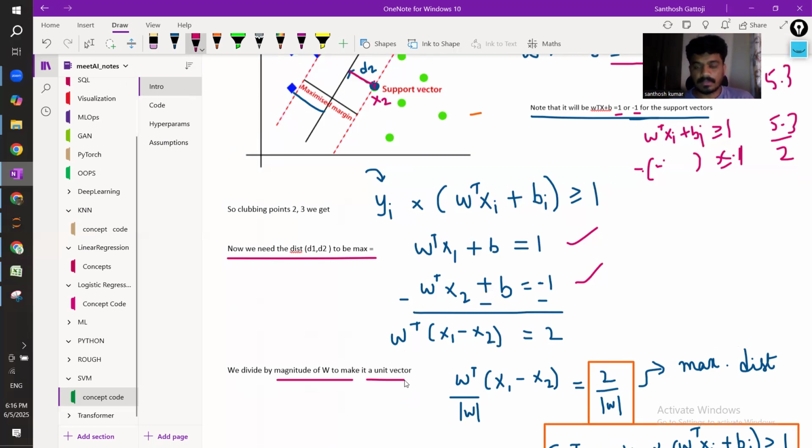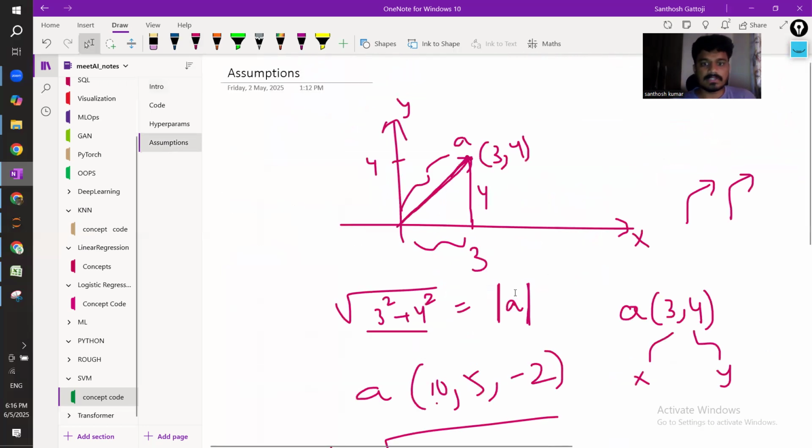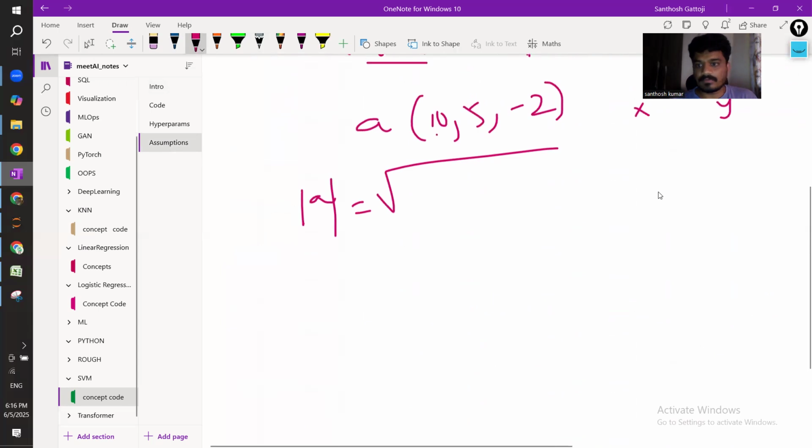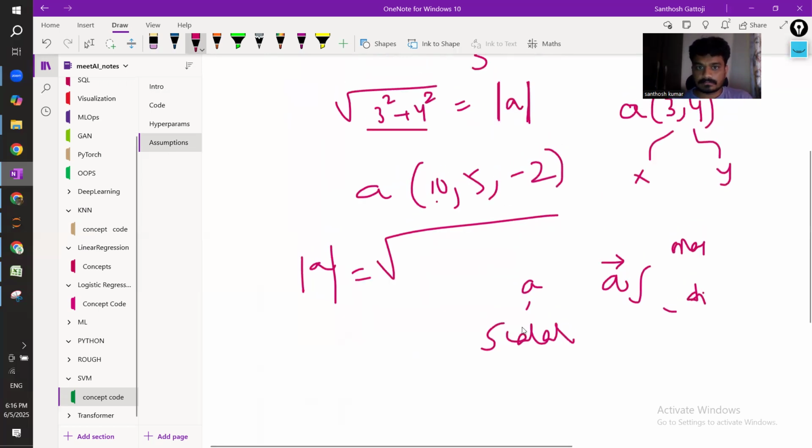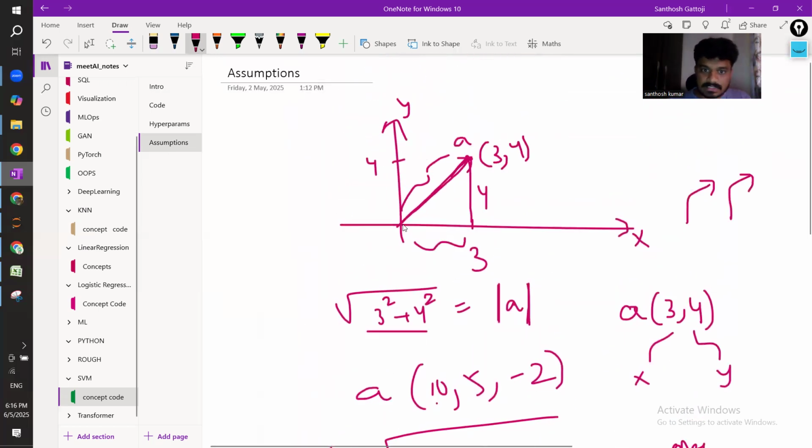Now when we divide this by the magnitude of W, you will get a unit vector. If you don't understand what this means, take any vector, for example A. When we write the symbol of a vector, that means it has direction and magnitude. Without the vector symbol, it is a scalar, having only magnitude, no direction.